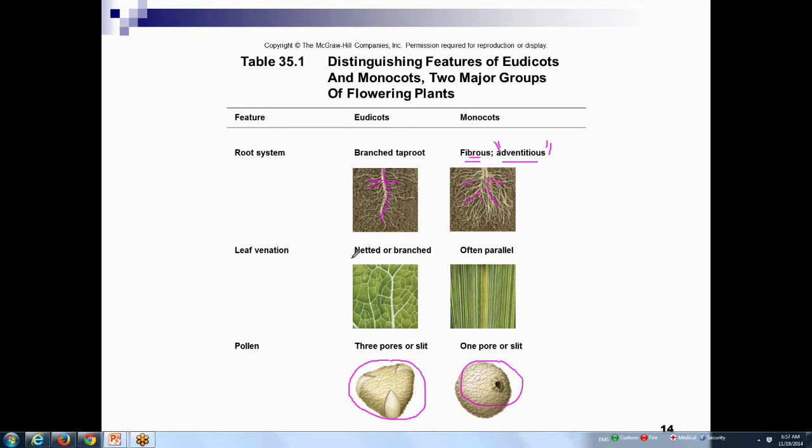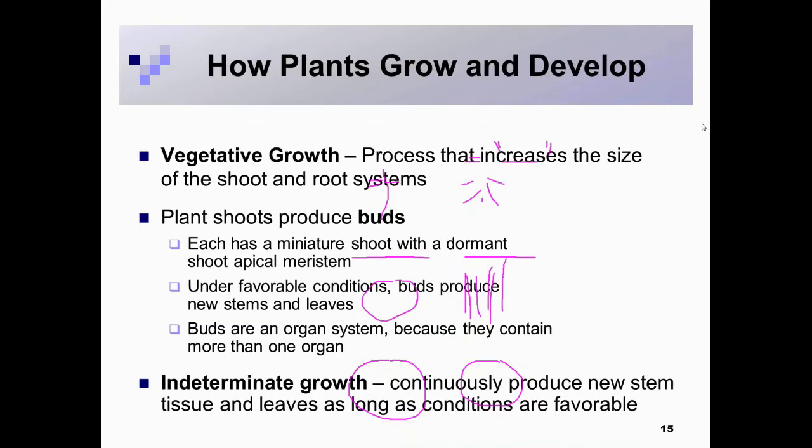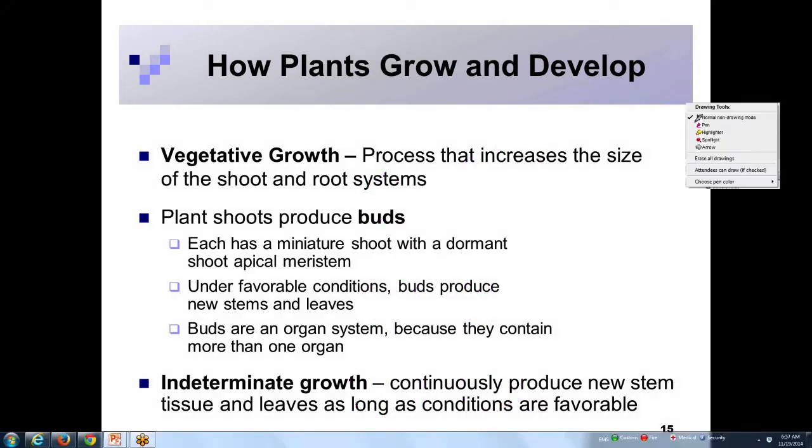Venation patterns, of course, with the dicots, are very netted or branched, as you can see here. And in monocots, they're typically parallel. So most of your grasses, of course, guys, would be monocots. So that's one way you can remember the differences. But most flowering plants out there are dicots. All those deciduous trees, they're all dicots with few exceptions. Okay? All right, guys, let's go ahead and get into the next slide, slide 15.